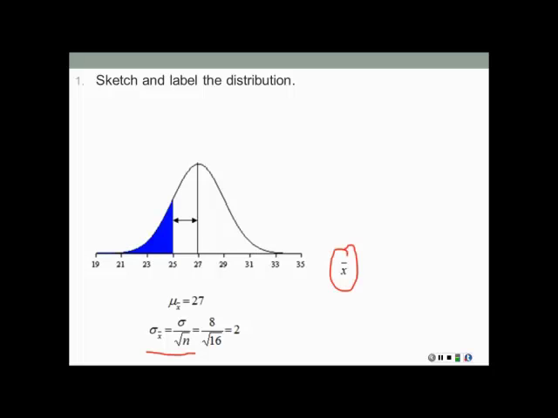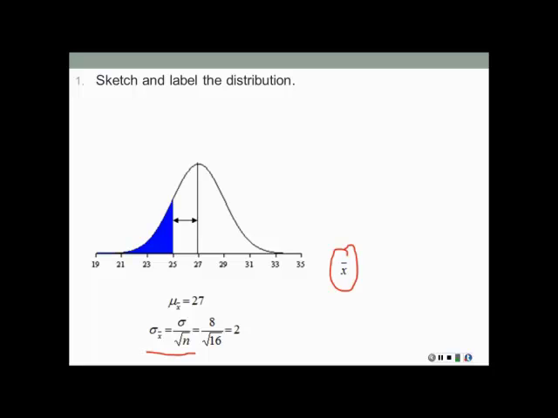Still going to start off with sketching the distribution. Note that on the axis now I have x bar because we're asking about sample means now, not x's. And the mean of the x bars is equal to the mean of the population, that's 27. And sigma x bar, the standard error, is what I just said a second ago, is sigma divided by the square root of n.